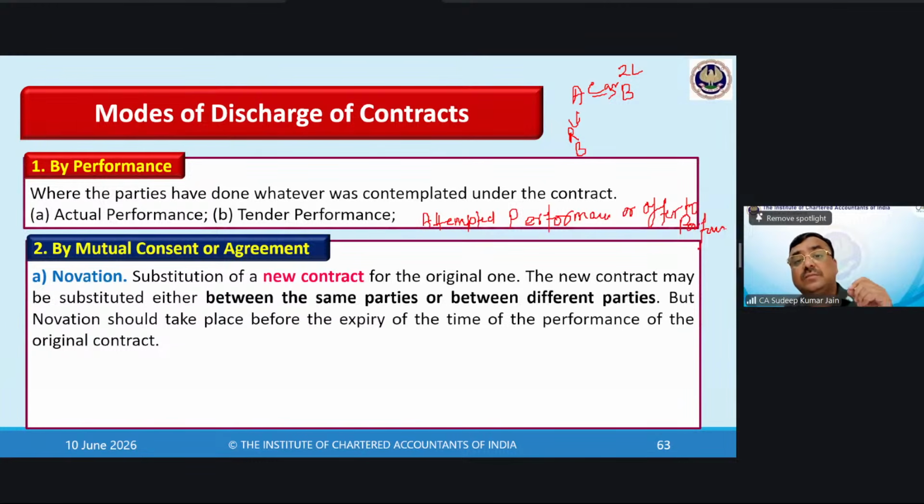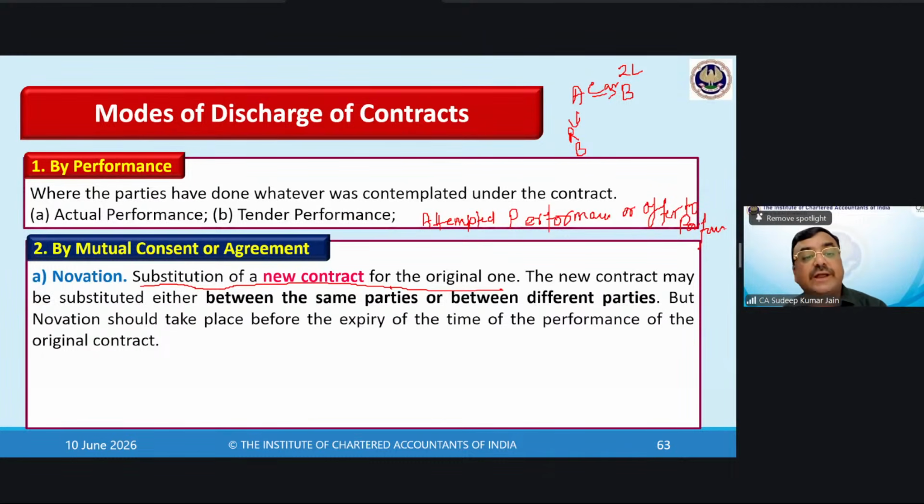For example, in the contract between A and B for sale of the red car by A to B, B can say, sir, I do not need to purchase this car, but my friend C is ready to purchase that car. A says, okay, I have to sell the car, whether you purchase or C purchases. So the new contract was entered between A and C. Because the new contract was entered between A and C, the old contract between A and B need not be performed. It is discharged by novation. So novation means substitution of a new contract for the original one.